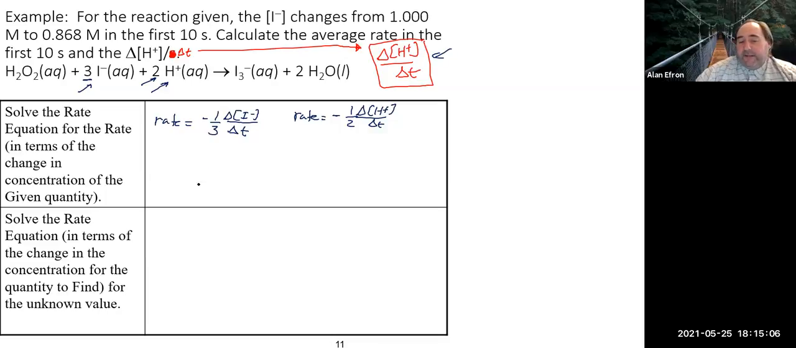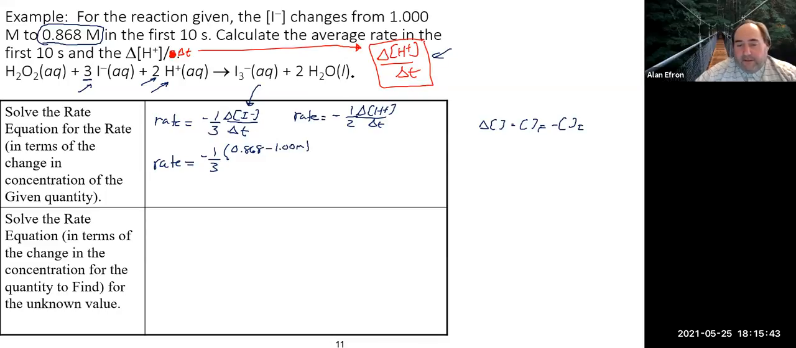So really the information that we have to work with is the I minus. Basically, the change in concentration means final concentration minus initial concentration. So if we put that into our rate expression for the I minus, the rate would equal 1 minus 1 over 3. Now our final concentration of I minus is actually going to be this. It's a reactant, so it's going to be decreasing with time. So it is 0.868 minus 1 molar, which was our initial.